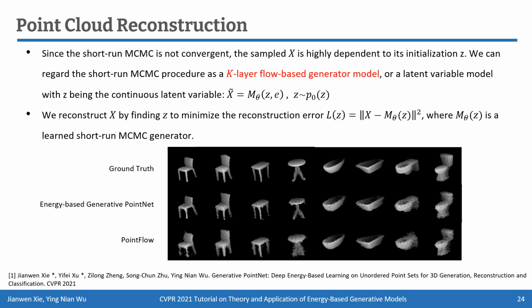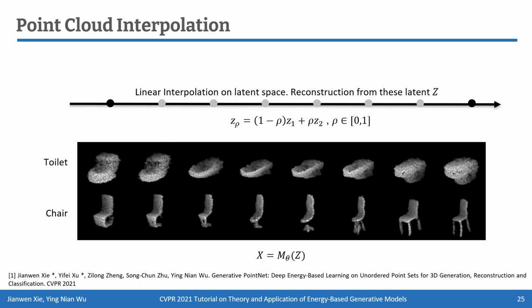The second row displays the result of the energy-based generative PointNet. The third row displays a baseline, PointFlow. Since the short-run MCMC is a latent variable model, we can also perform interpolation in the latent space to demonstrate that the learned latent space is meaningful. Here are some examples. The transition in each row displays the sequence of reconstruction with the linearly interpolated latent variable Z.